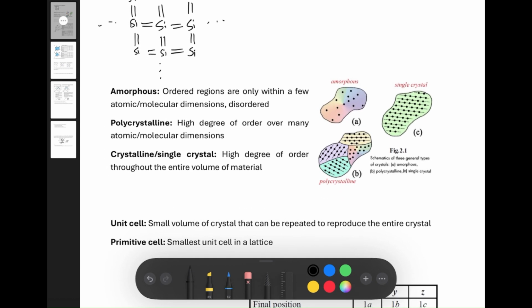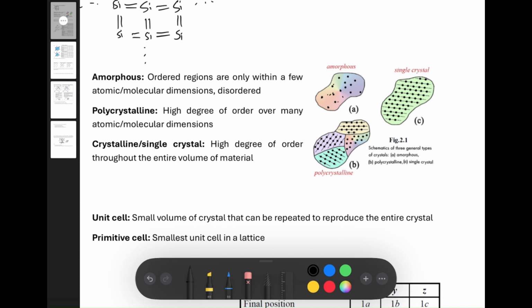An amorphous material is where the ordered regions are very short, and the entire structure is generally very disorderly. You can see from this, they drew single atoms here, but it's very possible that the ordered regions are within a few atomic or molecular dimensions, but overall still very short and disordered. This is how an amorphous material looks.